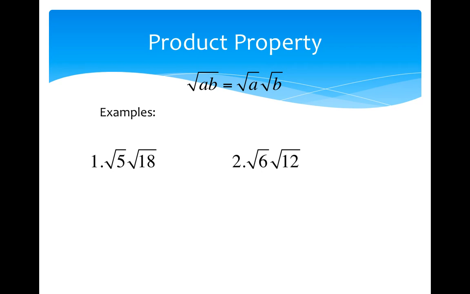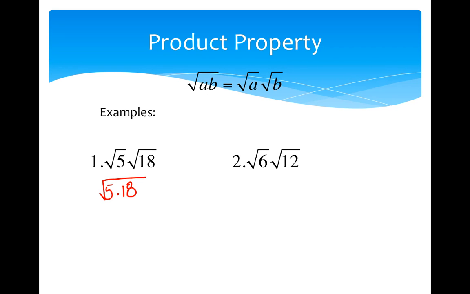And it just tells us that if we have two square roots, we can put those together into one, or we can split them up. If we have some sort of factorable product underneath the radical, we can split it up into two separate roots. So some examples that we have here, we've got square root of 5 times square root of 18. We can put that together under the same root.